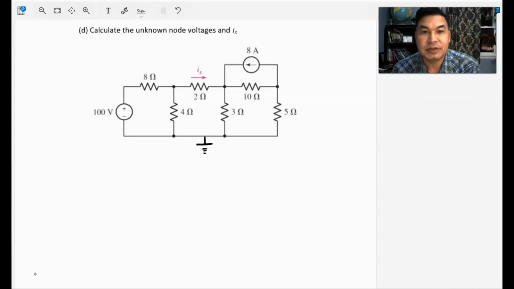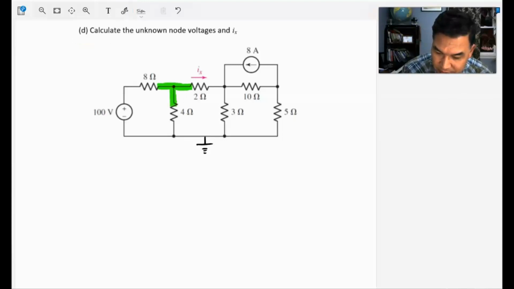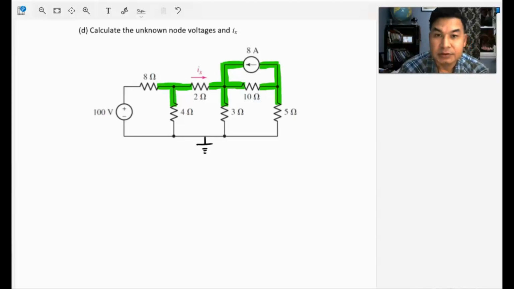That's the very first step, and the next step is to figure out the unknown nodal voltages. Potentially I can see there are 3 unknown nodal voltages. So these are the unknowns. What's the voltage here? We don't know. What's the voltage here? We don't know. And what's the voltage here? All of this, with the green color, is at the same voltage. So there are 3 unknown nodal voltages.